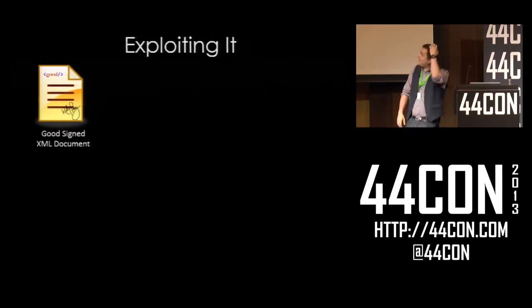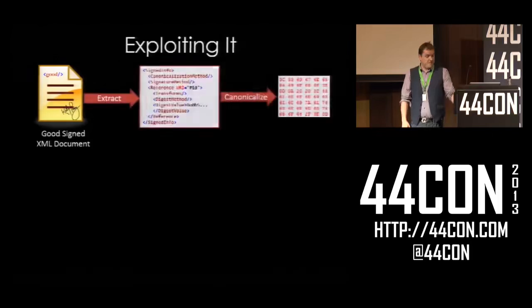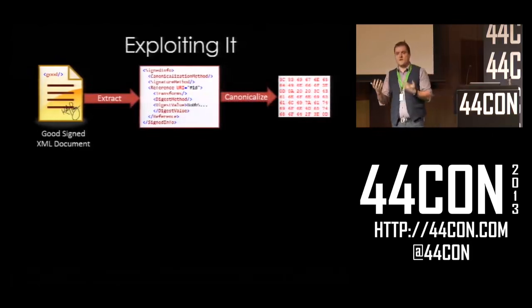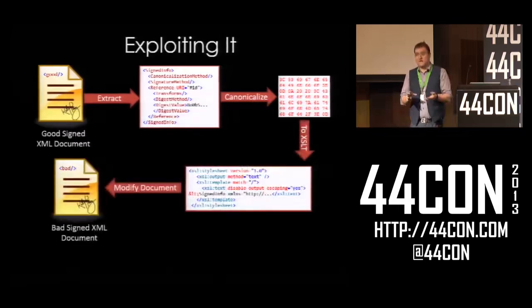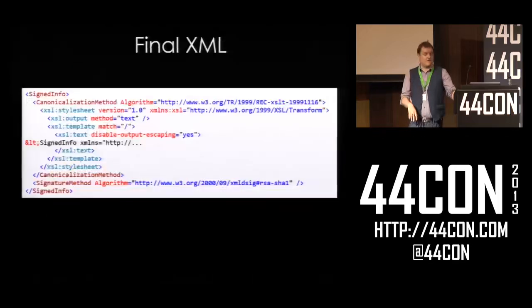So how would you actually exploit that in practice? If we took an existing signed document, we can pull out the SignedInfo block. This is the thing which is actually being signed. We apply the original canonicalization mechanism to it and get a series of bytes. We can then convert that into an XSLT file whose only purpose is to re-emit those exact same bytes. We can then modify our original signed document and start changing anything we like, because effectively we bypass the signature mechanisms. So we end up with something which looks a bit like that.